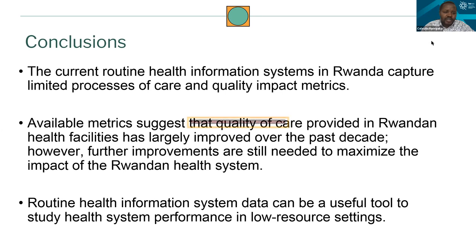Using the available metrics, we found that the quality of care provided in Rwandan health facilities largely improved over the study period. However, there is still room for further improvement. Specifically, there is a need for a specific intervention targeting stillbirth and also quality of care for patients with surgical conditions.